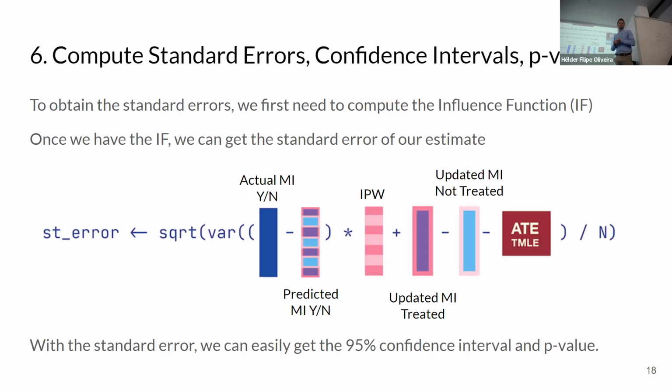The good part of TMLE is also that it enables us to take statistical inference. So it allows us to compute standard errors, and from there we can compute confidence intervals and p-values. And with this, we can take conclusions. We have a significant difference or not.